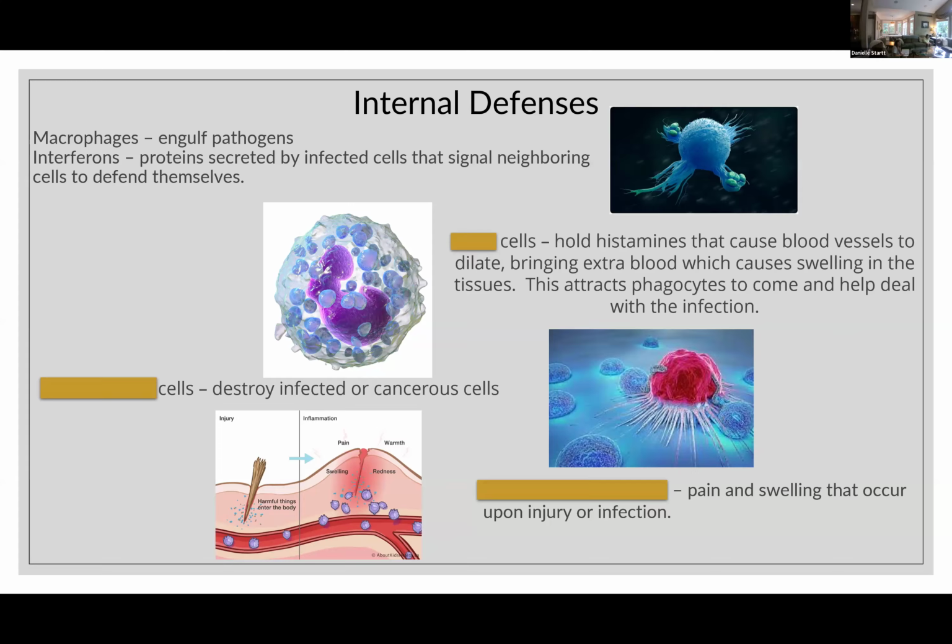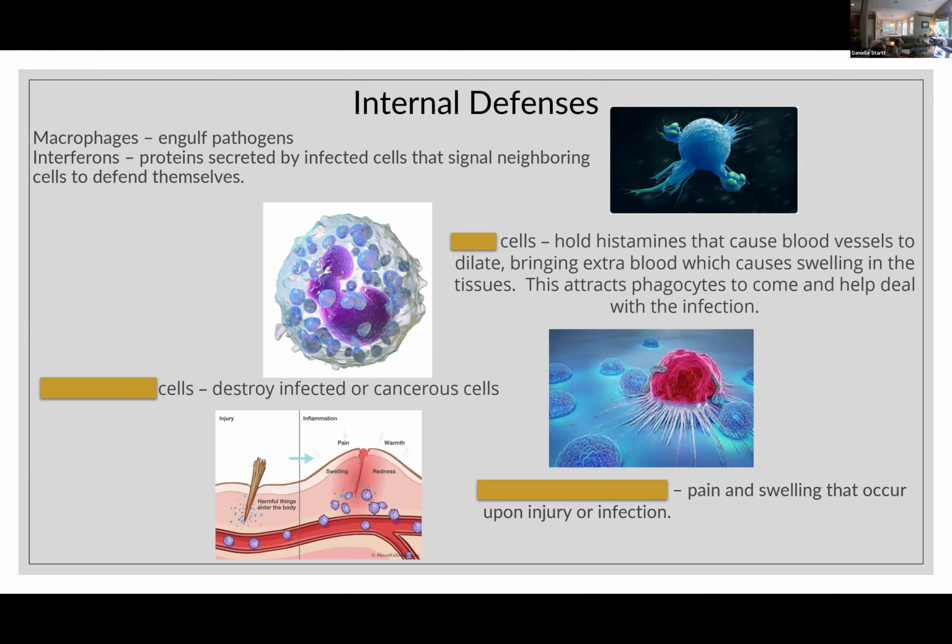It's phagocytosis. You've got interferons, and those are proteins secreted by infected cells that signal neighboring cells to defend themselves. If one cell is being attacked, it'll send out a message to the cells around it that says, hey, get ready. There's an attack coming your way. They're in my house, they're coming to your house, right?